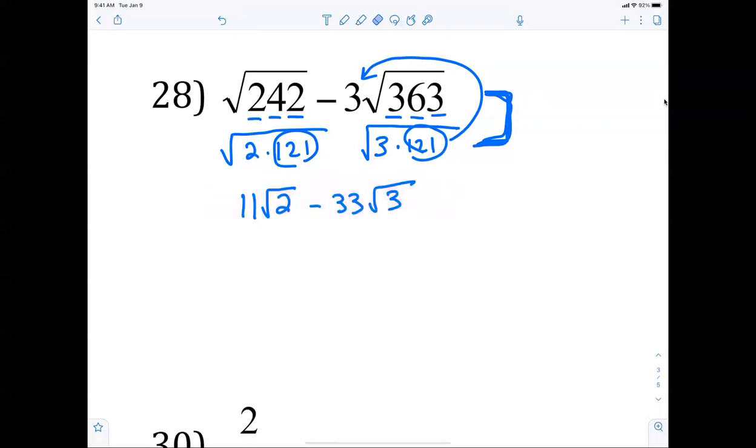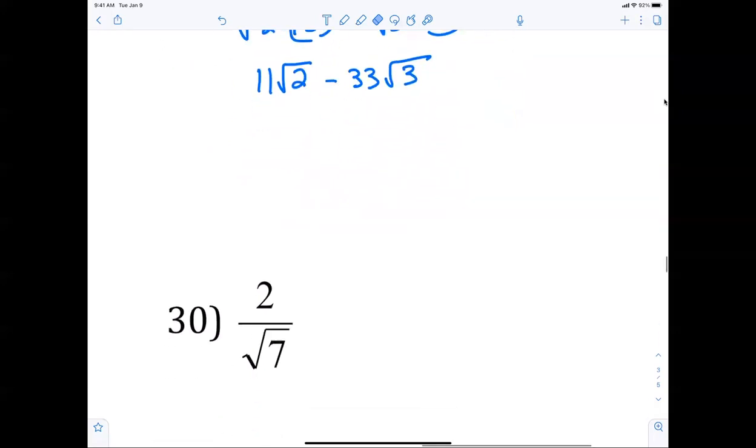You cannot add or subtract those because the radicals are not the same. 11 radical 2 and 33 radical 3 have nothing to do with each other. They're completely different numbers. You can only combine when they're exactly the same. Anybody have any issues?